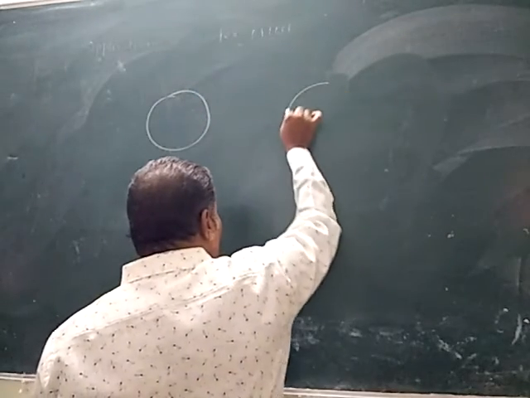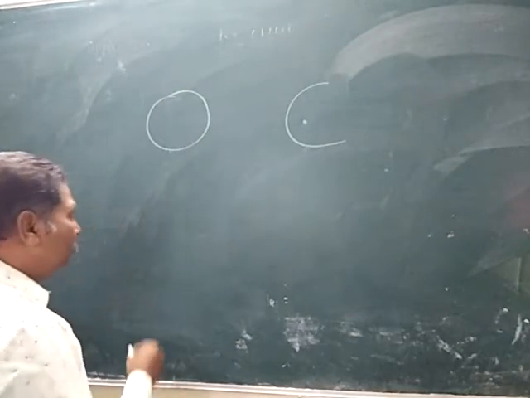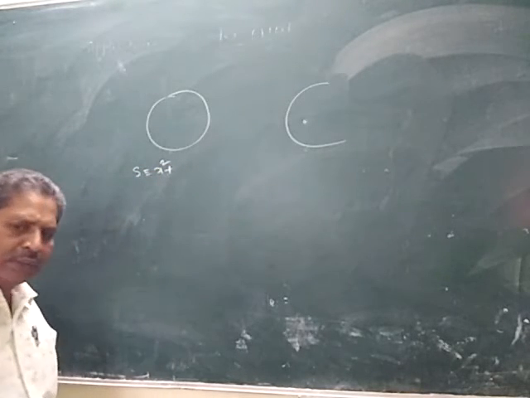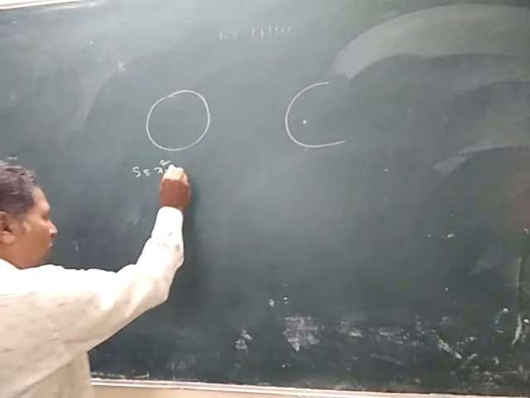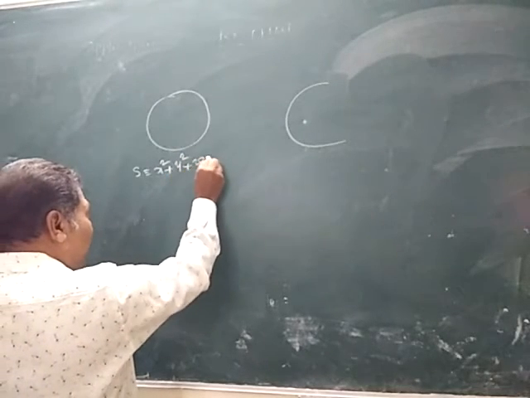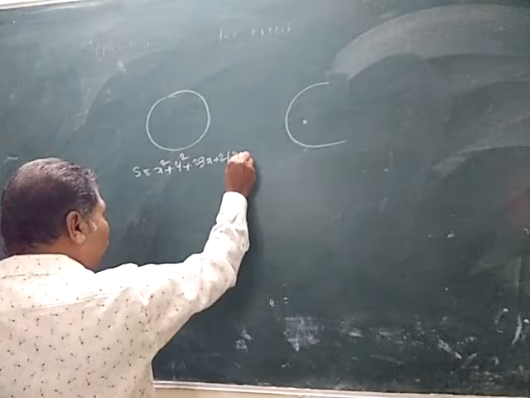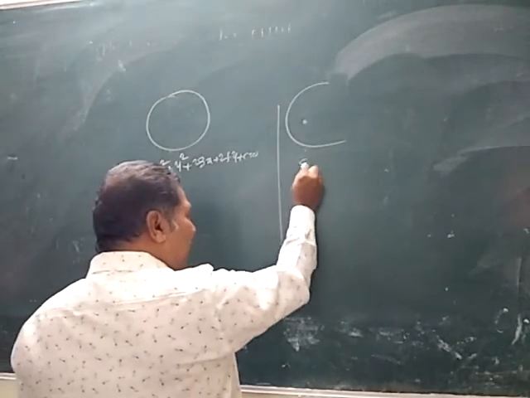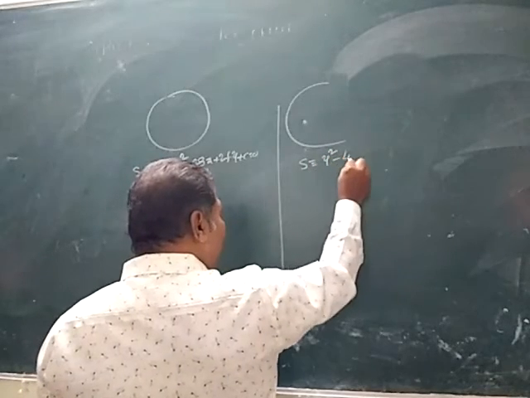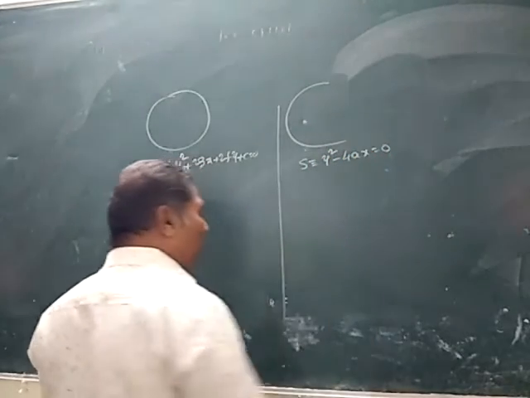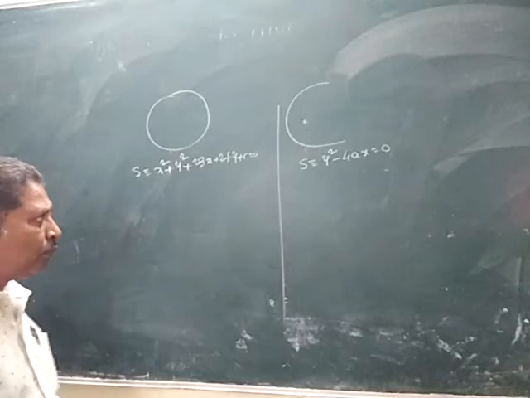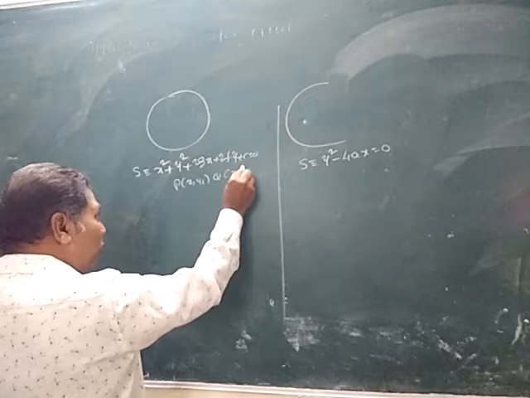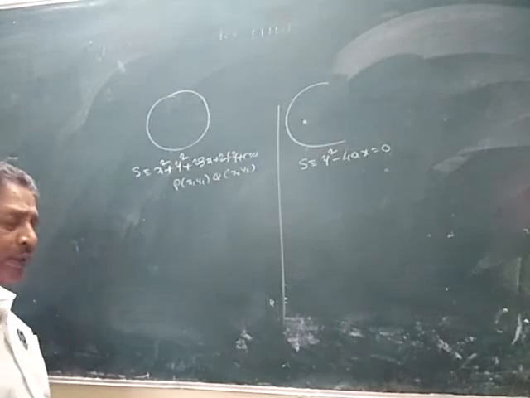Circle, parabola. For the circle, S is identically equal to x square plus y square plus 2gx plus 2fy plus c equal to 0. For the parabola, S is identically equal to y square minus 4x equal to 0. P(x1, y1) and Q(x2, y2) are two points.